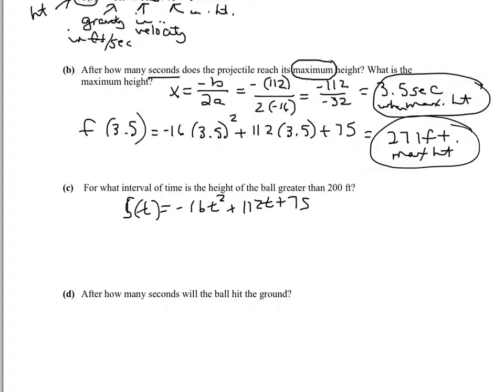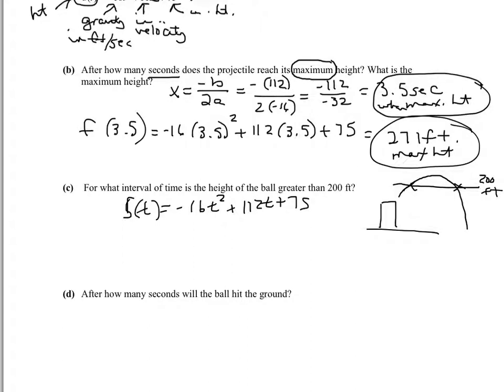So visually, that would mean if this thing leaves the top of a building, it's going to do something like this, and maybe right here is a height of 200 feet. I need to know what time it hits it on the way up and what time it hits it on the way down.